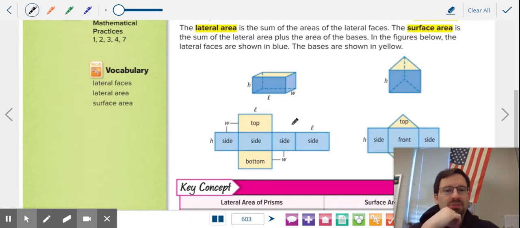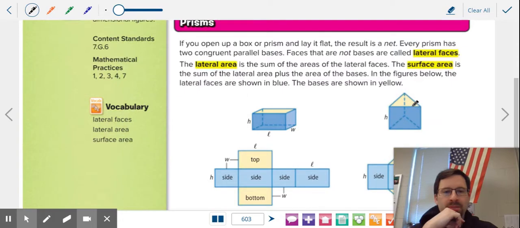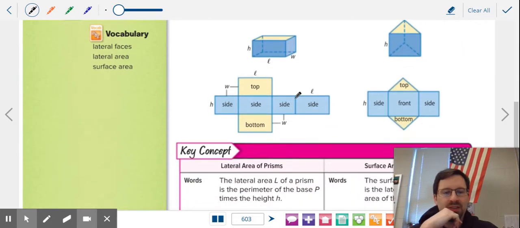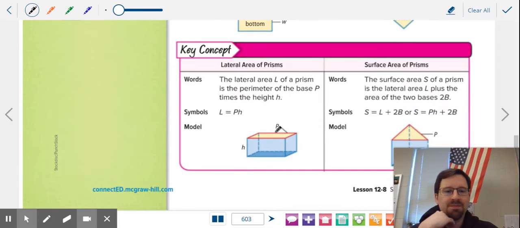So here are the different shapes. If you cut them up and lay them flat, this is what all the shapes look like. You have 6 rectangles in a rectangular prism, 3 rectangles and 2 triangles in a triangular prism. Lateral area is just the area of the sides. We're not really going to be dealing with that, but that's what that is. Surface area is the area of all the possible surfaces.